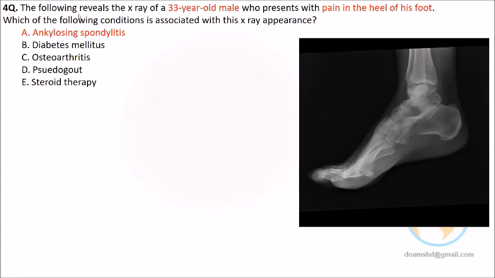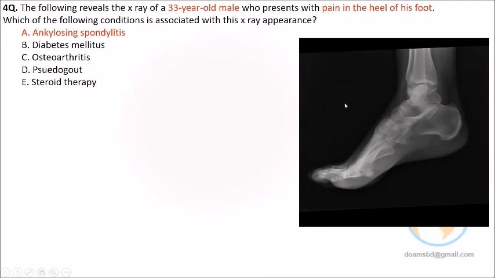Please. The following reveals the X-ray of a 33 years old male who presents with pain in the heel of his foot. Which of the following conditions is associated with this X-ray appearance? Yes. So can you read the options? Ankylosing spondylitis, diabetes mellitus, osteoarthritis, pseudo-gout, or steroid therapy.